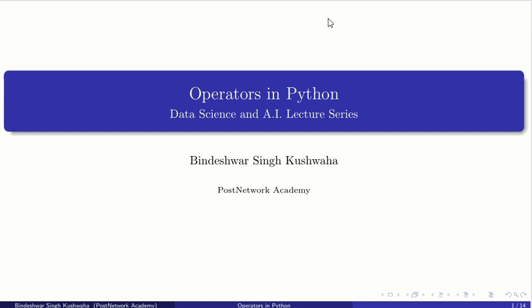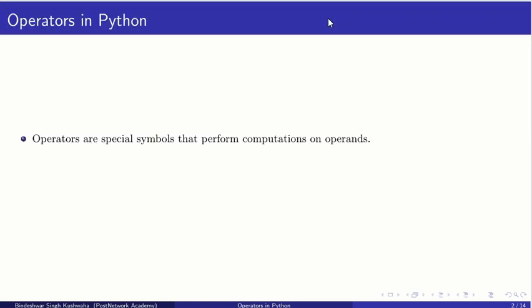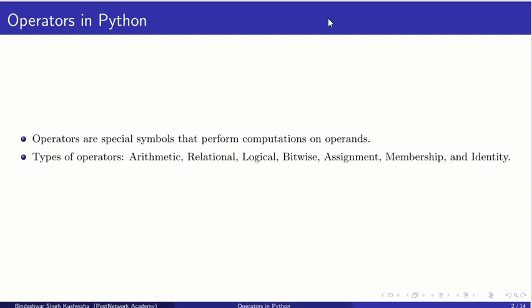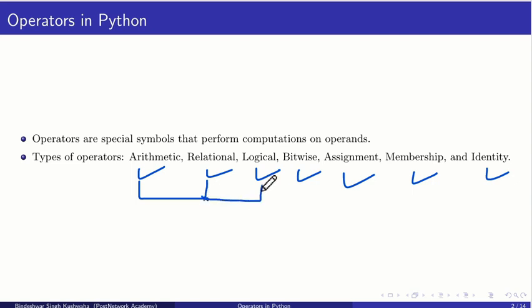Operators are a very important topic in Python. Basically these are special symbols that perform computations on operands, and we will see these things through examples. There are many types of operators for different purposes, for example arithmetic, relational, logical, bitwise, assignment, membership and identity. Among all, these three are very important and you will come across them all the time.